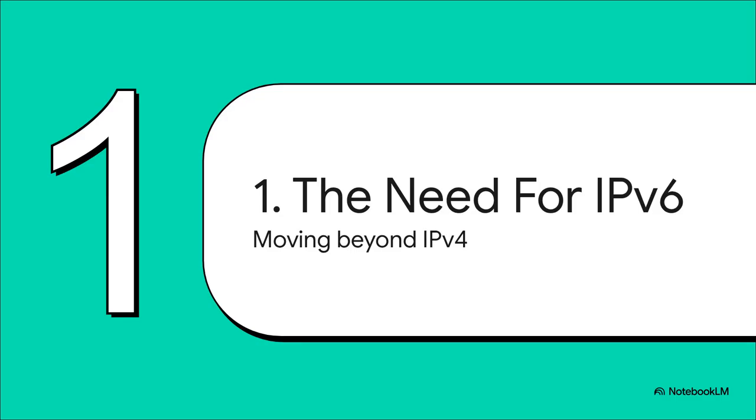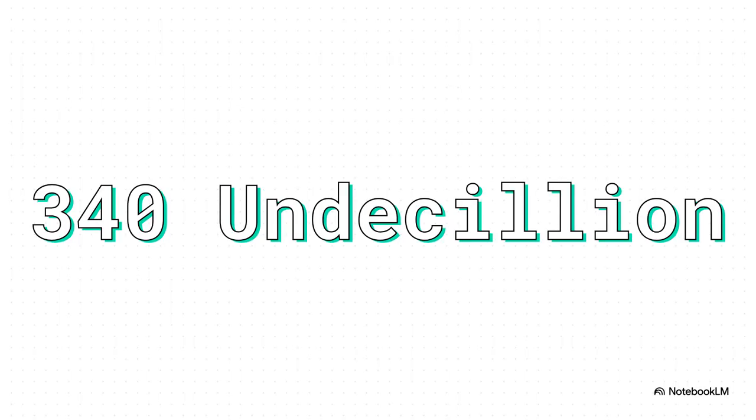Section 1. The need for IPv6 and moving beyond IPv4. At its core, IPv6 is our latest network layer protocol, designed to effectively route data between all these devices. To solve that massive address shortage, it upgraded from 32-bit to 128-bit addresses. The result? 340 undecillion unique IPs. To put that insane number into perspective, you could assign an IP address to every single atom on the surface of the Earth and still have plenty left over.